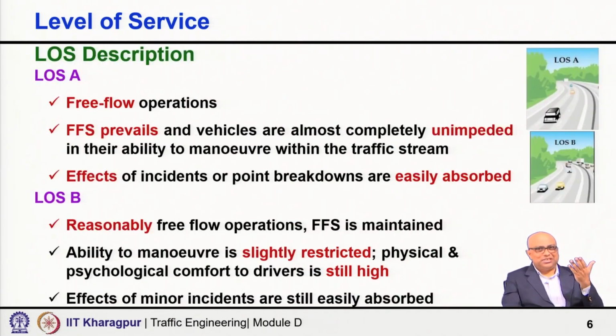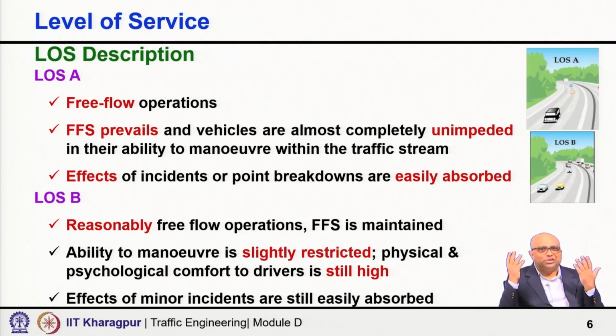So, there are 6 LOS. Let us quickly try to understand. LOS A nearly represents free flow operations, speed is very high. The free flow speed prevails and vehicles are almost completely unimpeded in their ability to maneuver within the traffic stream, no change in the speed.